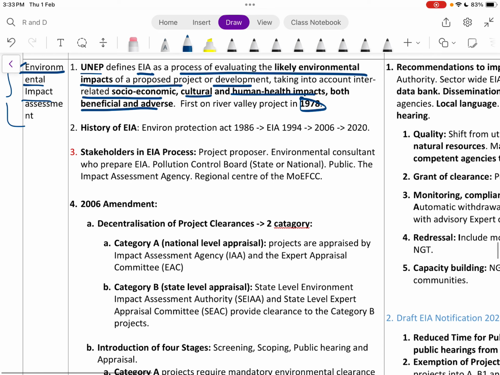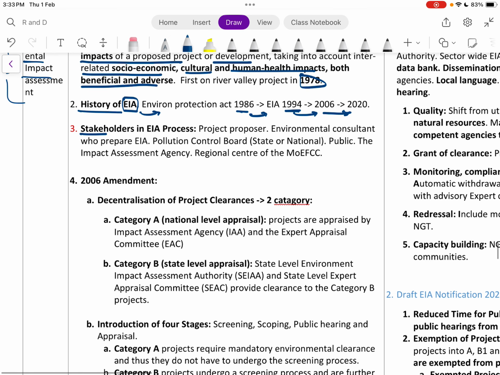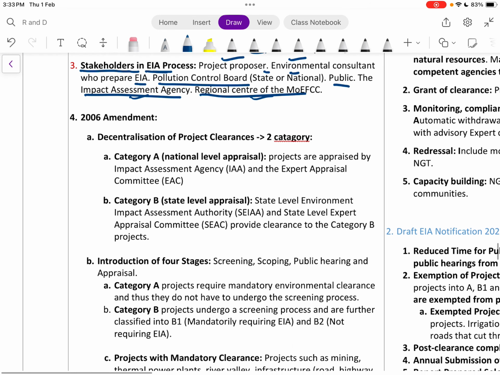What is the history of the Environment Impact Assessment Act? It began with the Environment Protection Act 1986, then the Environment Impact Assessment 1994, then came 2006, and then came 2020. What are the stakeholders of the EIA process? The project proposer, environmental consultants who prepare the EIA, Pollution Control Boards at the state and national level, the public, the Impact Assessment Agency, and the Regional Center of the Ministry of Environment, Forest and Climate Change.